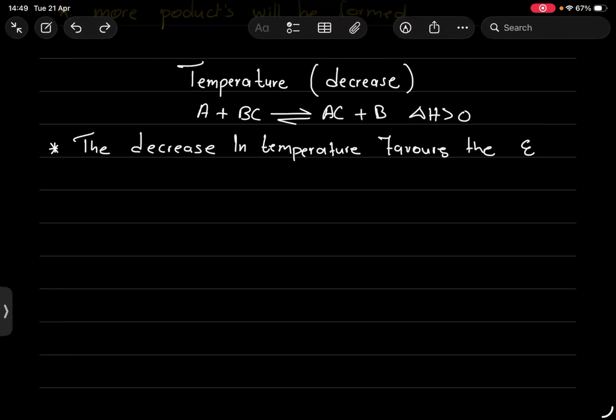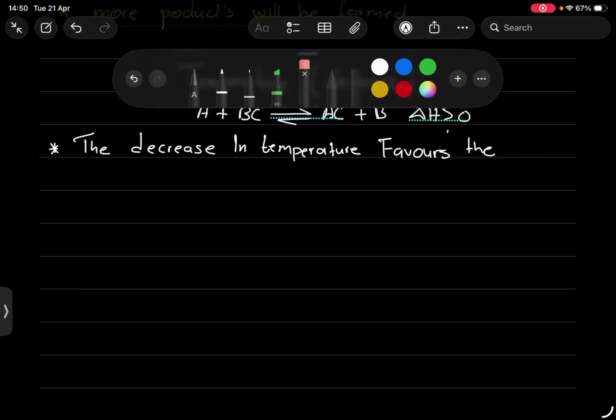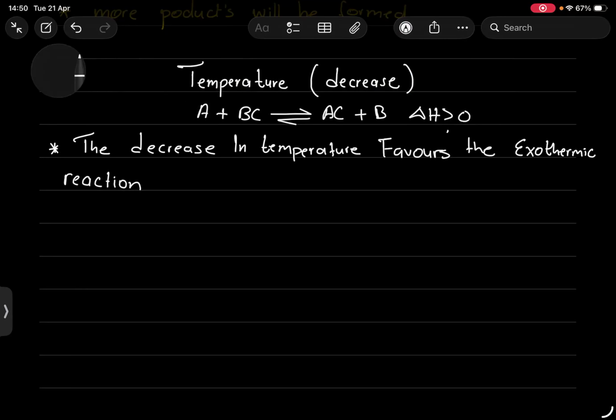No, no, no. The decrease, check this out. The forward reaction is what here? Is it endothermic or exothermic? Forward is endothermic, right? Yes, sir. It means now when you talk about the decrease in temperature, it is going to favor what? The exothermic, right? Yes, I'm asking about that enthalpy. You said enthalpy is greater than 0, so I'm asking about that. Yes, enthalpy is greater than 0 here.